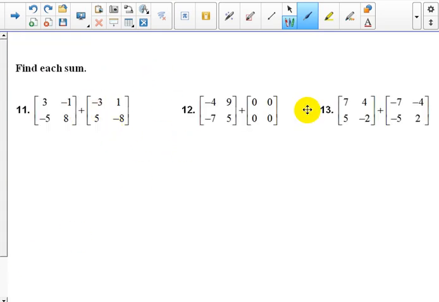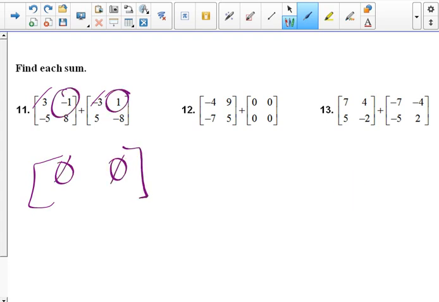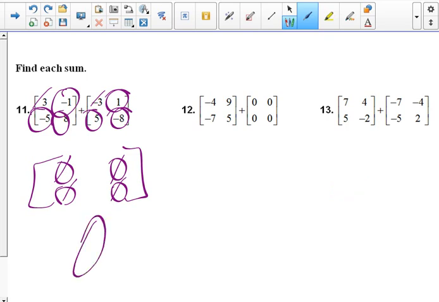Which brings us to 11, 12, 13. So let's take 2 minutes on this one, and we've got to hurry and finish this up. So do this one quickly. Let's do 11 together. What are we going to end up with? 3 plus negative 3 is 0. Negative 1 plus 1, 0. Negative 5 plus 5, and 8 plus negative 8. So we end up with that 0 matrix. Okay, now work 12 and 13.